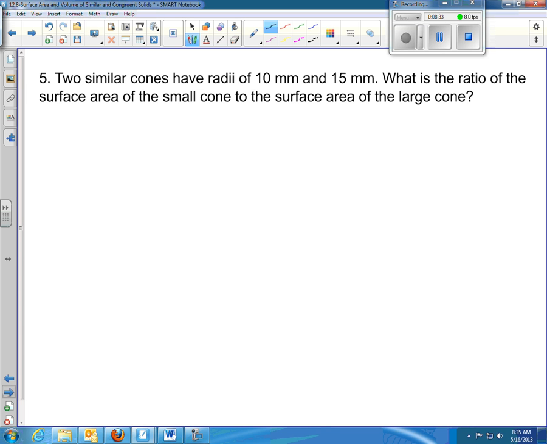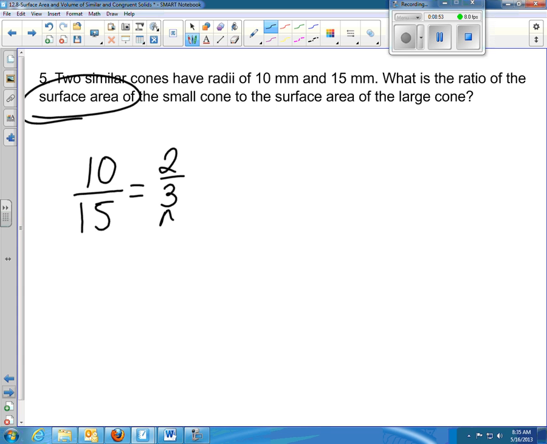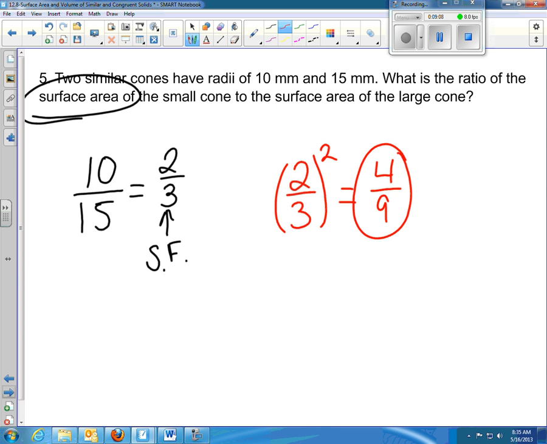If two similar cones have radii of 10 millimeters and 15 millimeters, what's the ratio of the surface area, key word right there, of the small cone to the surface area of the large cone? So first we need to find our scale factor. So small cone to large cone, this is going to reduce down to 2/3. This is our scale factor. Now we want to talk about surface area, so we're going to take our scale factor and square it. So our ratio of our surface areas is 4 to 9. That's not saying that our surface area is 4 and our surface area is 9. It's just saying our ratio of those.